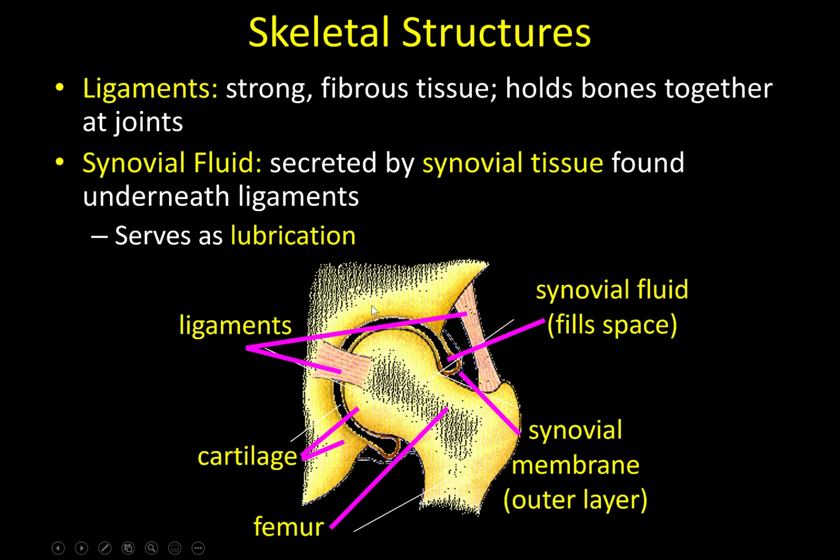pushing the bones apart. But in addition to that, you also have pads of cartilage found on either bone. In this case, it's the hip and then the head of the femur, the leg bone. Okay? Each of these bones is capped by a layer of cartilage that also provides additional cushioning to keep these bones from actually touching each other.